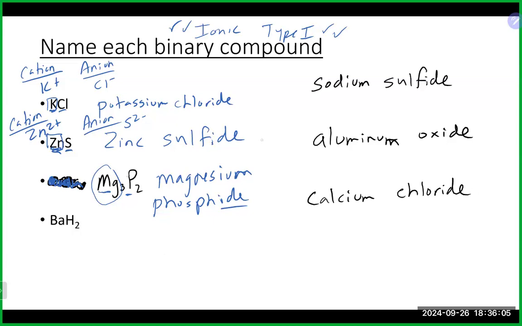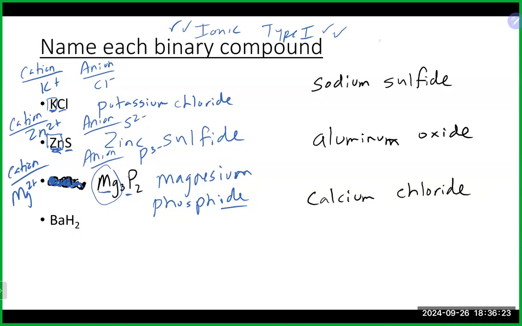Here, our cation, I'll go over here. Cation here is magnesium with a +2. Our anion here is going to be phosphorus with a -3. And again, those would be the formulas for the anion and cation if you had to write it.